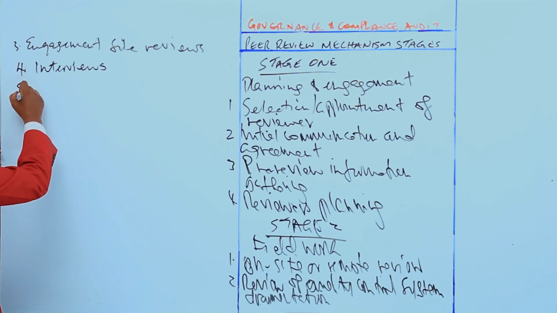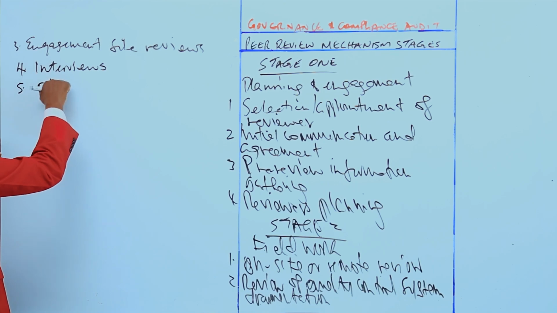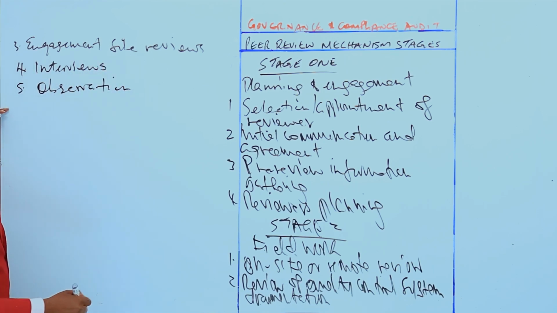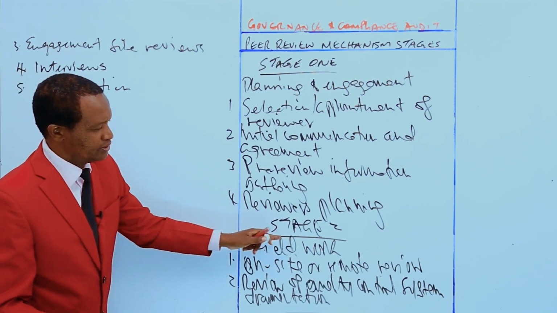We may also mention observation. This is a stage in the peer review mechanism. In some cases, the reviewer might observe certain processes or meetings to gain a deep understanding of operational aspects relevant to quality control. That is step number 2.